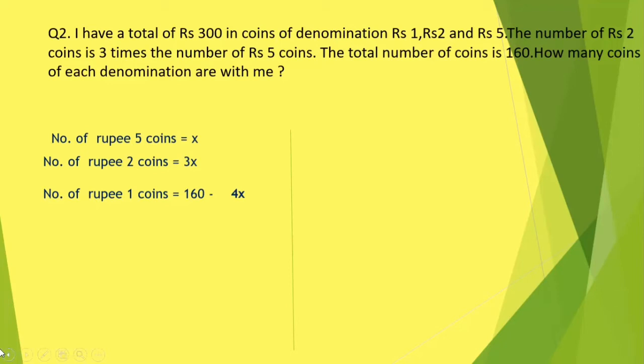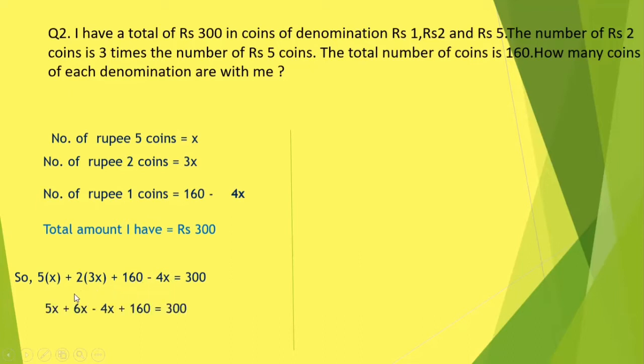Got it children? Now the amount which I am having is rupees 300. How do I get this amount? Again, I get the amount by multiplying the denomination with number of coins. So 5 into x, I get the amount because of 5 rupee coins. 2 into 3x, I get the amount because of 2 rupee coins. And 160 minus 4x multiplied by 1 is going to remain same.